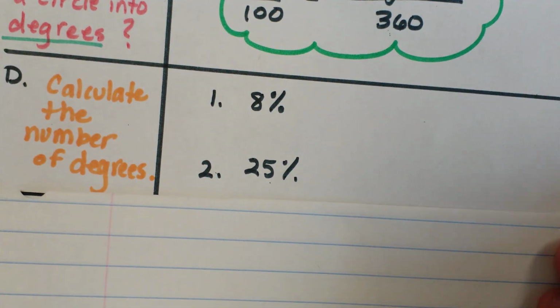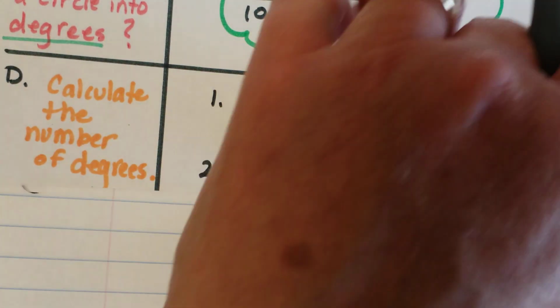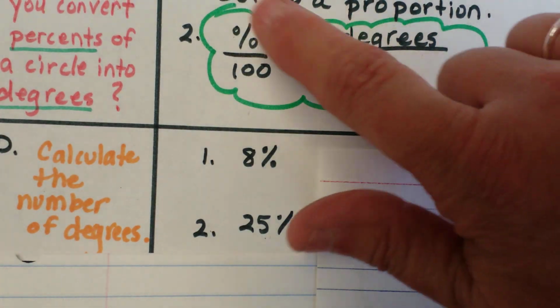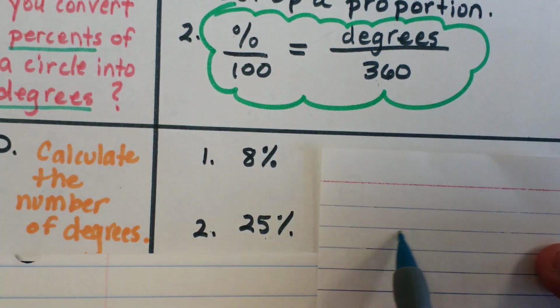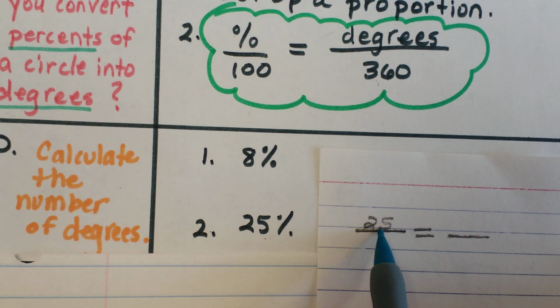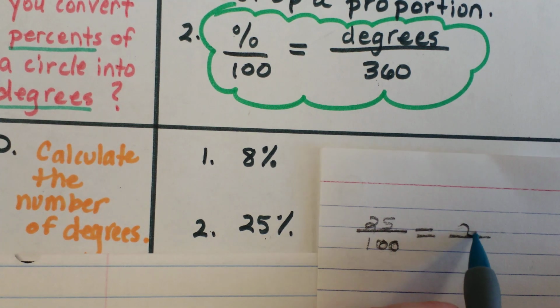Now this one is a more familiar one to work with because it's just 25%. So I'm going to keep this formula at the top of your screen. So to calculate 25% of a circle into degrees, we're going to put our percent over 100. We do not know how many degrees we have yet, and we're going to put it over 360.